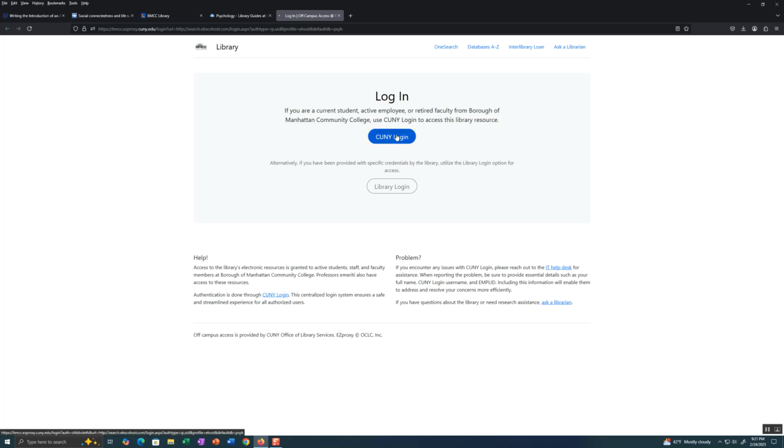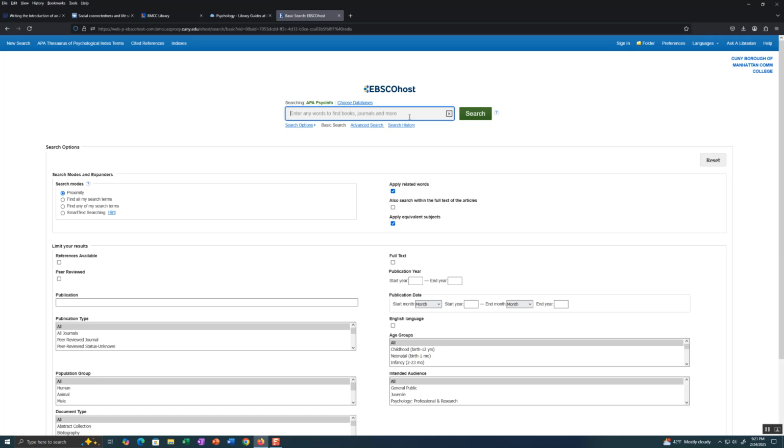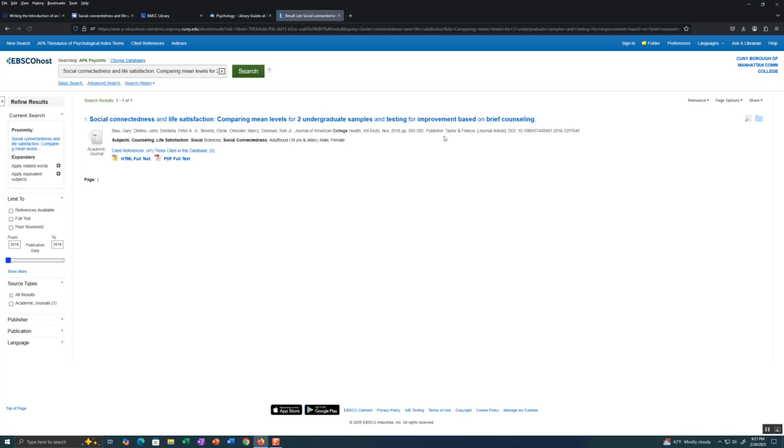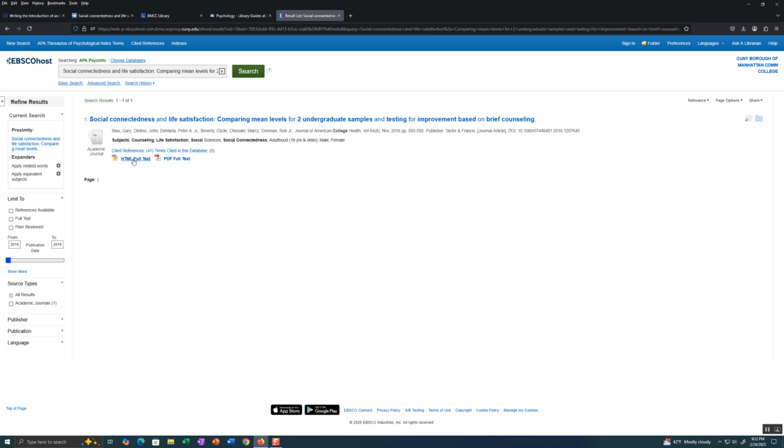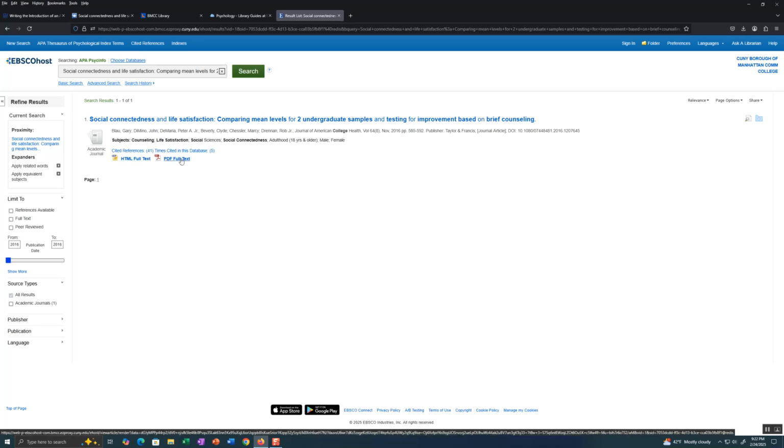You want to log in with CUNY. Your CUNY ID, which I already logged in with. Now I'm going to see if that article is here. So I just paste it in here. And it looks like we have it. So here we didn't have it in Google Scholar, but the library system has it. So I'm able to get this article through the library, and I can either get a text or a PDF. Doesn't matter.